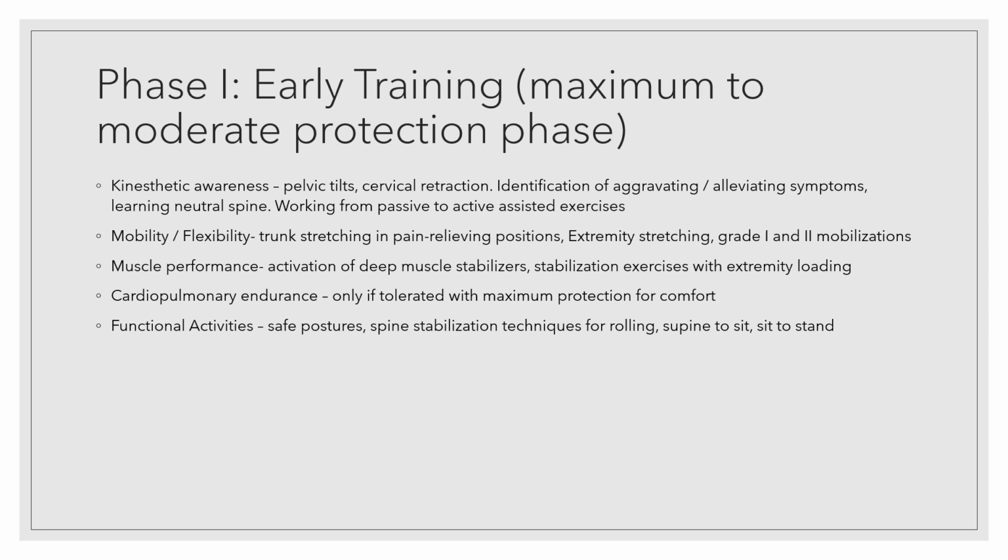Cardiopulmonary endurance is going to be performed only if it's tolerated, with maximum protection for comfort. A lot of times we'll get better tolerance when we perform these activities in a seated position, so looking at something like the NuStep or the bike to promote cardiovascular endurance, but also cardiopulmonary endurance, while providing support to the spine as needed.